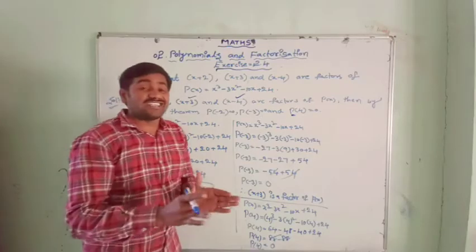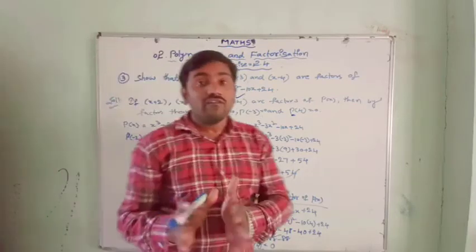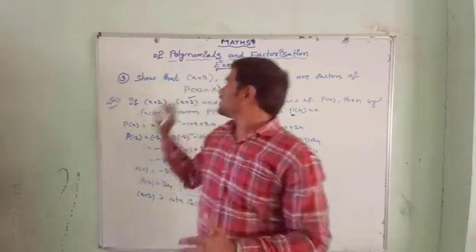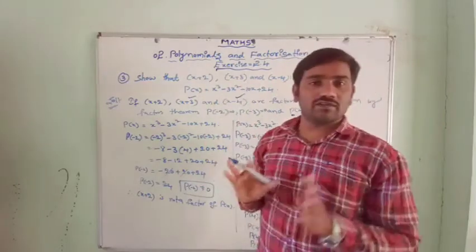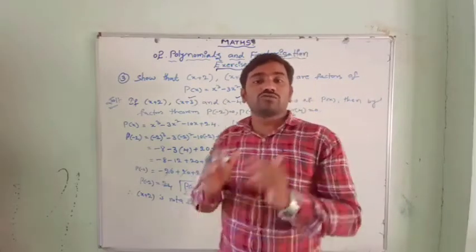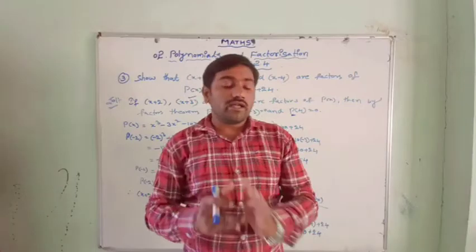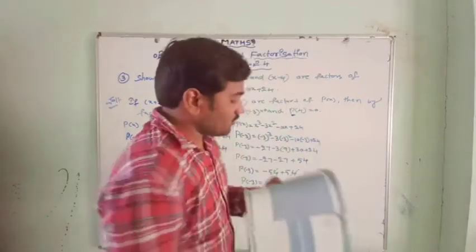I hope you understood, because the next question, the fourth question, will be the same model. Only the factors are given different and the polynomial is given different. But the process is same. You have to check the same way. Then you try to do that question.